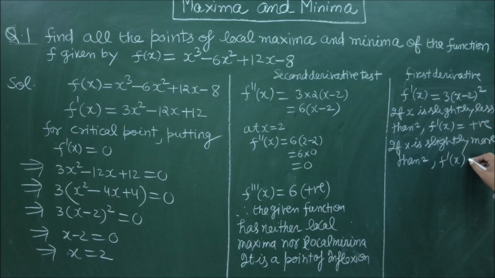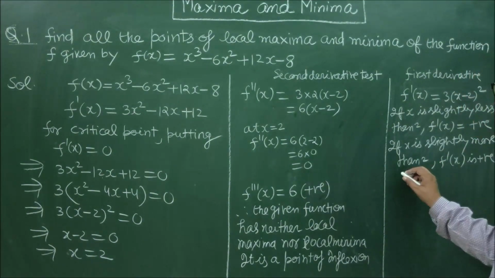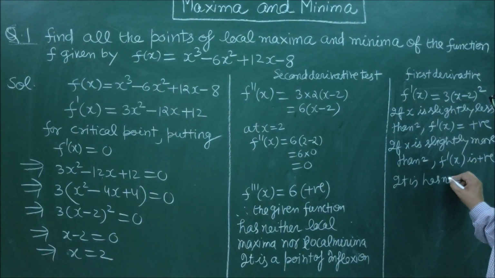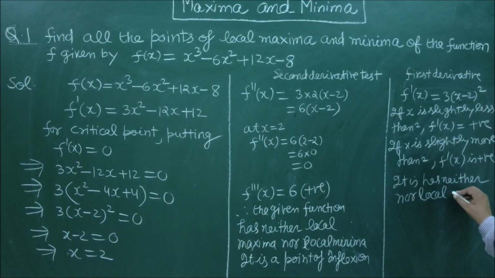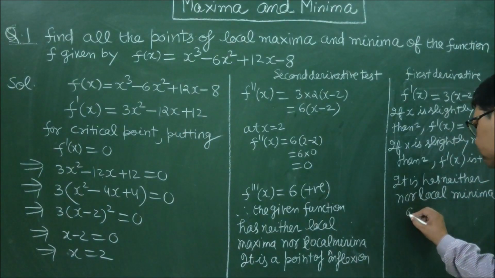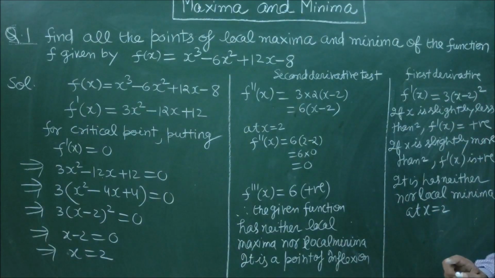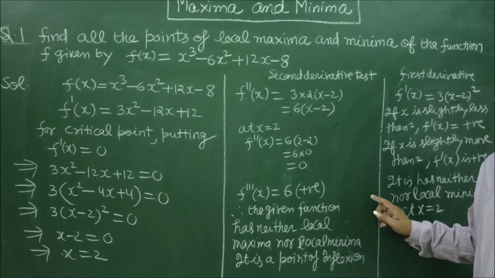So again f dash x is positive, so there is no change of sign of f dash x. So it has neither local maxima nor local minima at x is equal to 2. But this point is the point of inflection. So with this, the solution is complete.